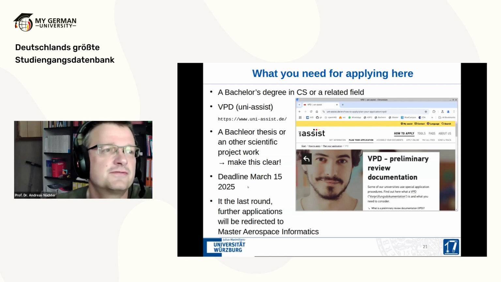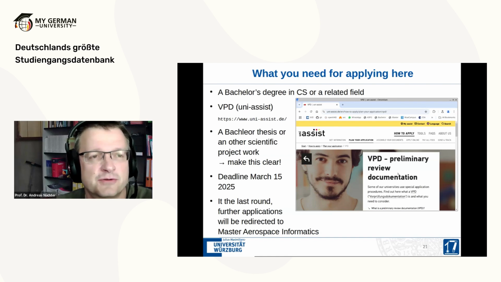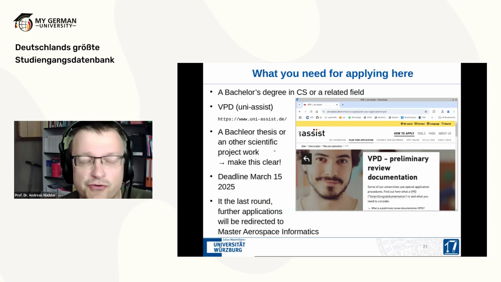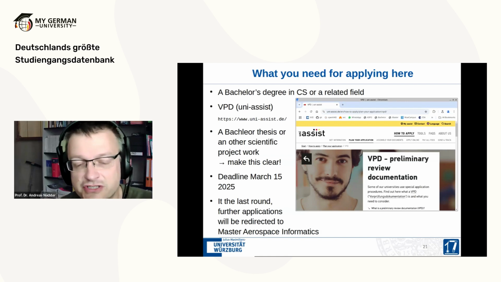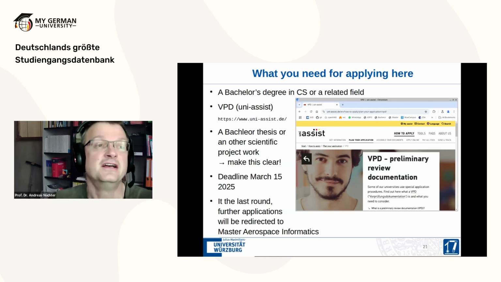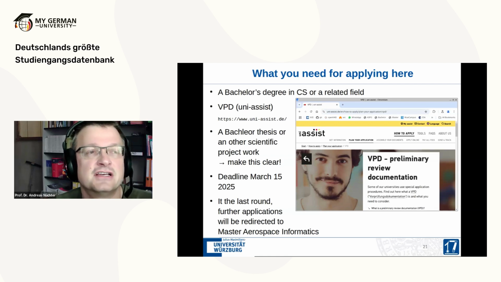Then you need Uni Assist VPD, so we check actually preliminary review documentation. We check your documents, and you need to send the check result with your application. Yeah. Also, which needs to be made clear, since this is often not the case at foreign universities, that you have written a bachelor's thesis or some other scientific work project, that you worked on something scientifically, and you should make this clear in this application. If you don't have a bachelor thesis, make clear what scientific project is very similar to a bachelor thesis.